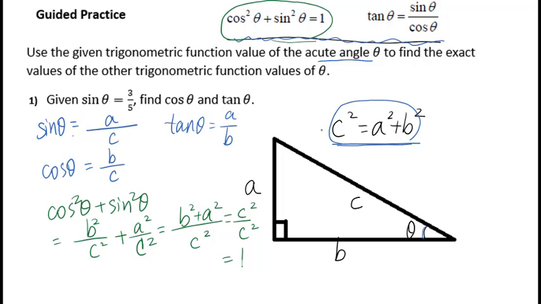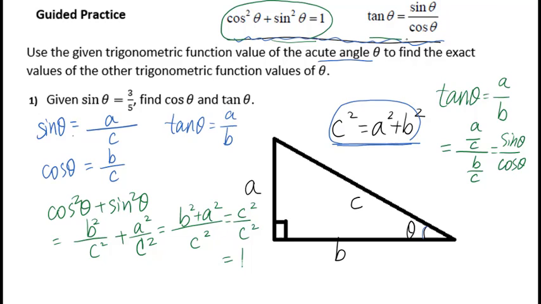For tangent theta, that equals A over B. Top and bottom, we can divide by C. So A over C and B over C. A over C, that's sine theta. B over C is cosine theta. So this identity is true for acute angle theta. In the future, we can prove that for any angle theta, this identity is also always true.